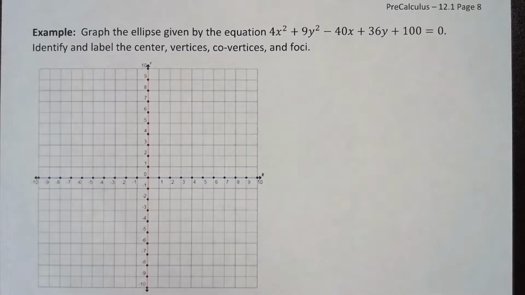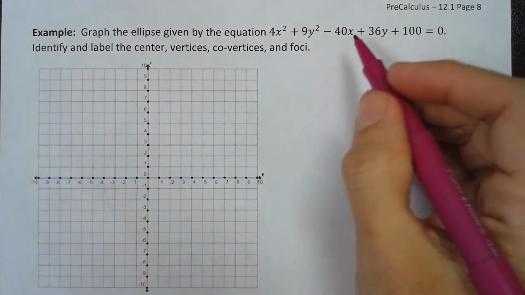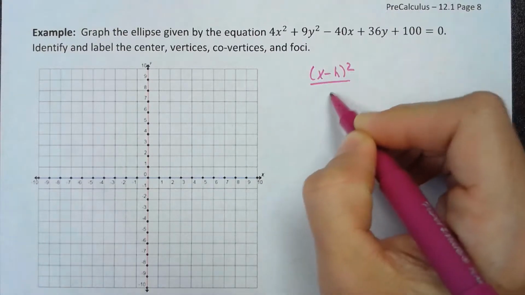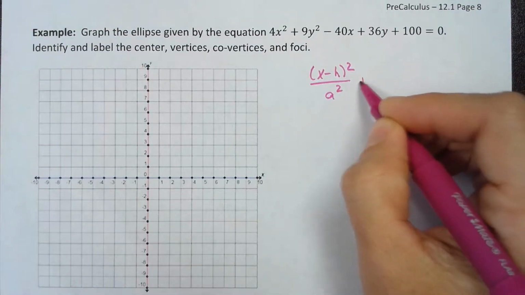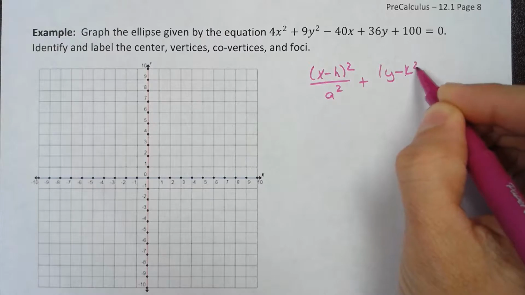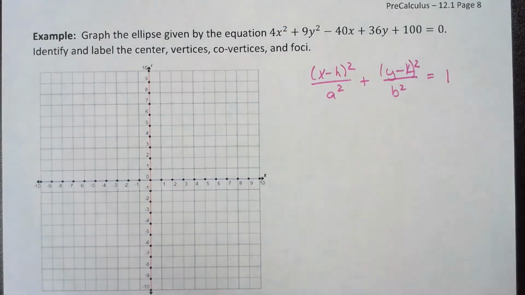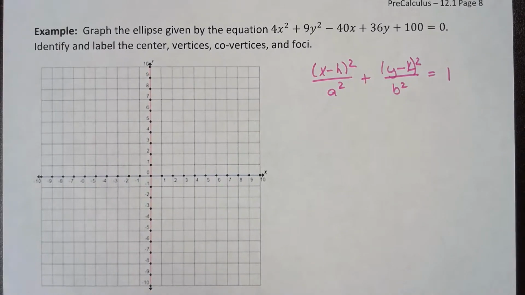Graph the ellipse given by this equation. Identify and label the center, vertices, covertices, and foci. Well, before we can graph this or even know what it looks like, we need to put it in standard form. Remember, your standard form is going to be x minus h squared over either a squared or b squared, plus y minus k squared over either a squared or b squared, is equal to 1. So that's kind of what we're shooting for.